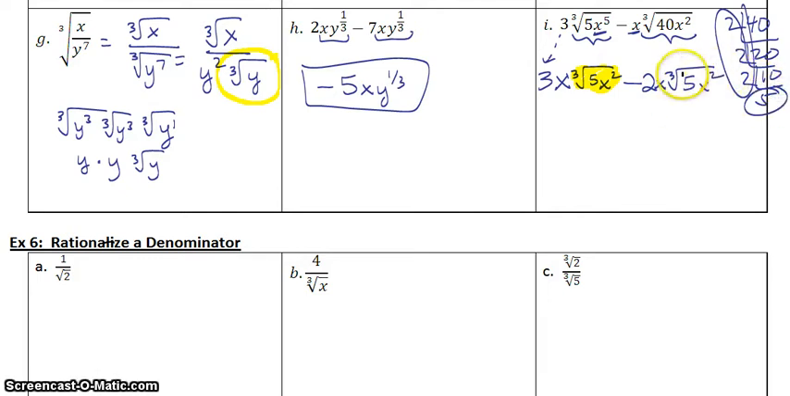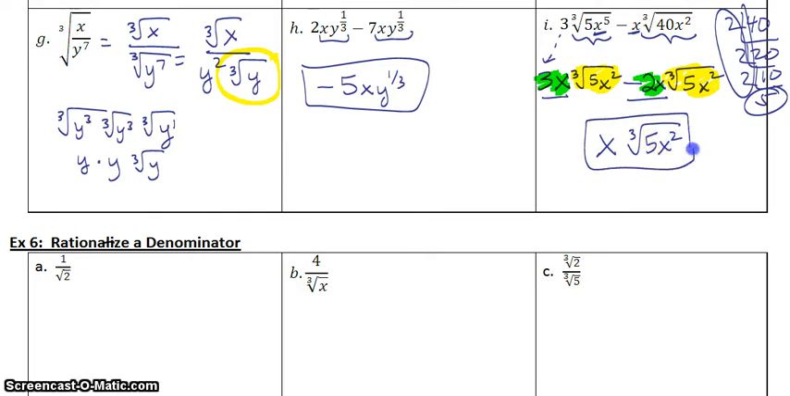Alright, anyways, now I've got the same variable underneath, and notice that this part right here also is the same. I've got 3x and I've got an x here. So now I can think, okay, I've got 3x of those things, subtract 2x of those things, so that is 1x of the cubed root of 5x squared. Kind of crazy, but that's my final answer.